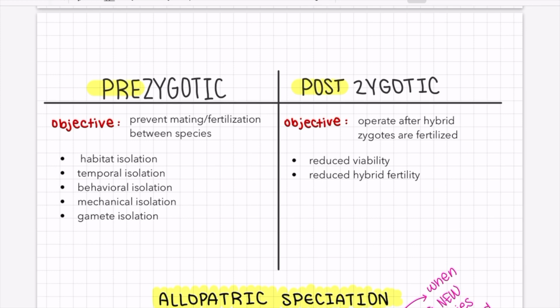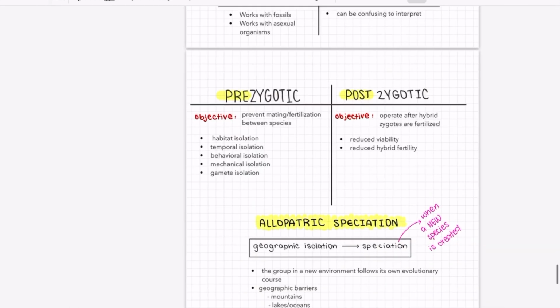Then we have reduced hybrid fertility. And what this means is that oftentimes hybrid offspring will be sterile, which means that they are unable to produce fertile offspring of their own. And this means that genes cannot flow easily through the species. An example of this is the hybrid offspring of a male donkey and a female horse is a mule, which is sterile, and the offspring of the mule will also be sterile. And that's it for barriers.